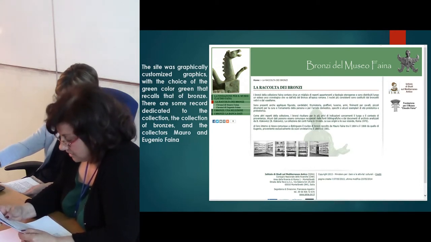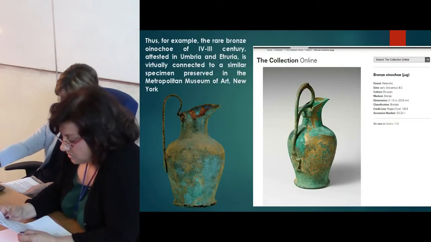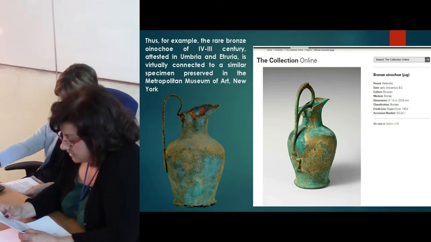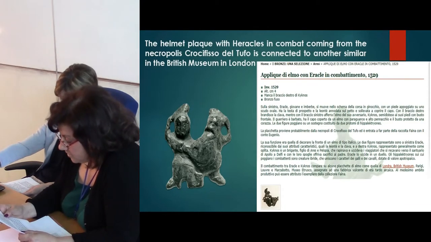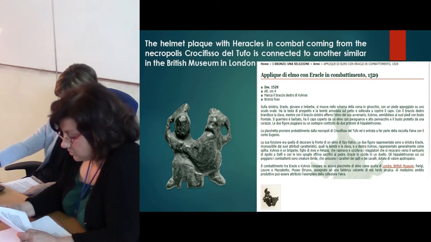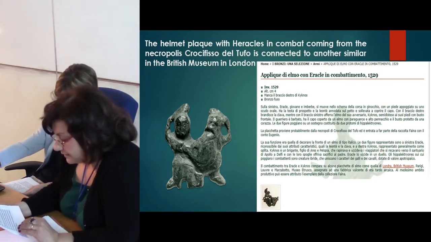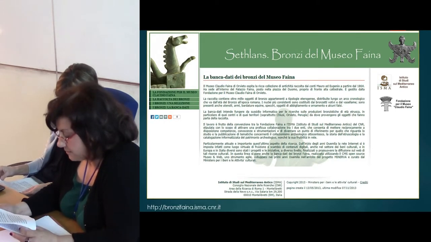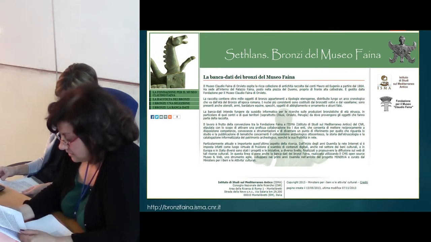for Archaeological Heritage. Thus, for example, a bronze oinochoe dated to the 4th-3rd century BC that belonged to a group of rare oinochoai from Umbria in south and central Etruria is virtually connected to similar specimens preserved in the Metropolitan Museum of Art in New York, while the helmet plate from the necropolis of Crocifisso del Tufo with Heracles in combat is connected to a similar one in the British Museum in London. The database helps researchers interested in Etruscan bronze productions, especially from Chiusi, Orvieto, Perugia and their territories.